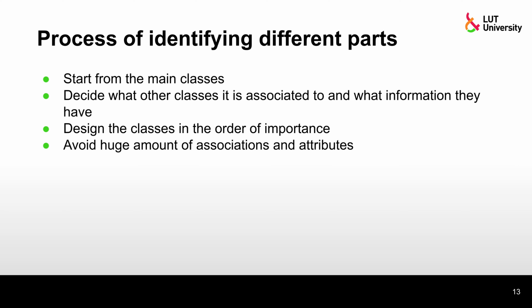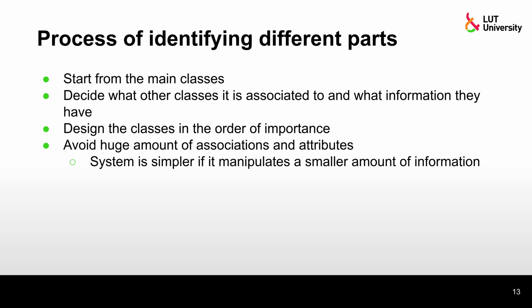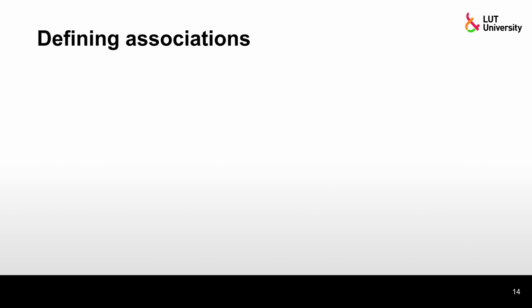And it's not wise to have a large number of associations and attributes. If you have classes that are so huge that you cannot fit them on your screen, then you are probably doing something wrong. Then you can add a level of abstraction, for example. A system is simpler when it manipulates a smaller amount of information, and it's of course easier for the developer to understand too.